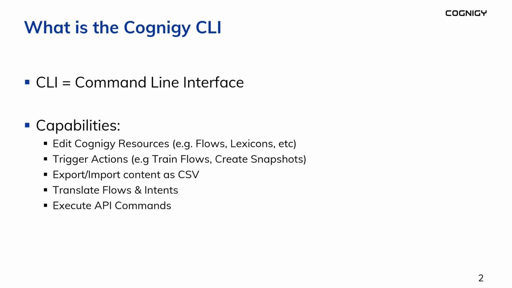It has a lot of capabilities, such as editing existing Cognigy resources, such as flows and lexicons, directly on your hard drive, triggering actions within Cognigy AI, such as training flows, creating snapshots, and more, exporting and importing content from flows as CSV for easier editing. You have the ability to translate flows and intents using services like Google Translate or Microsoft Translate, or you can execute any API command directly from the command line, which is really useful for scripting certain actions.